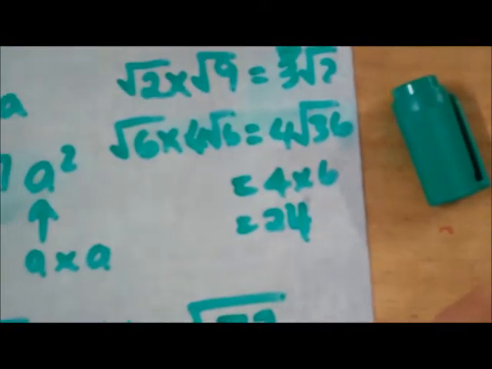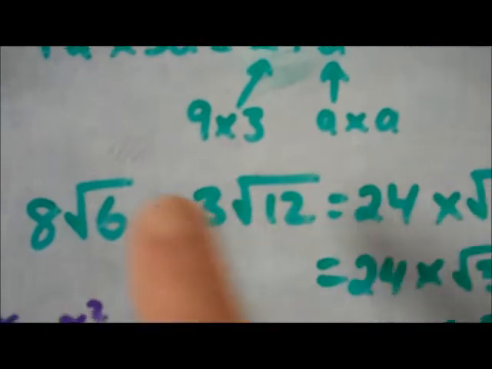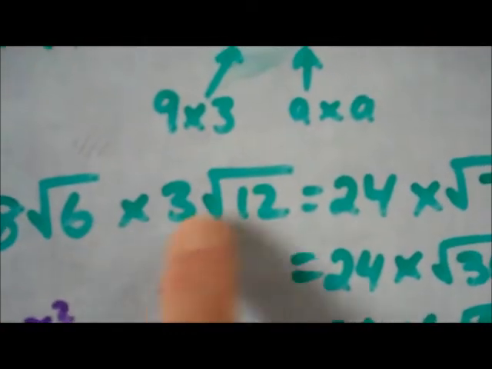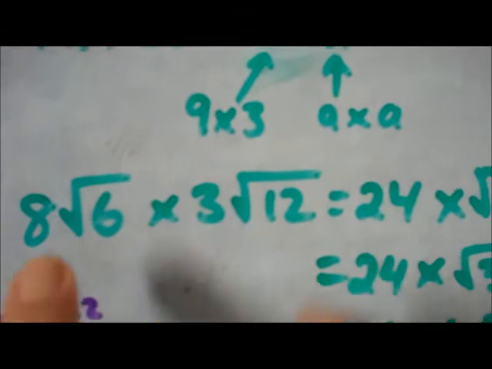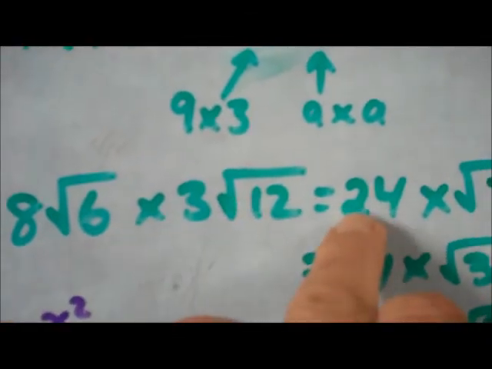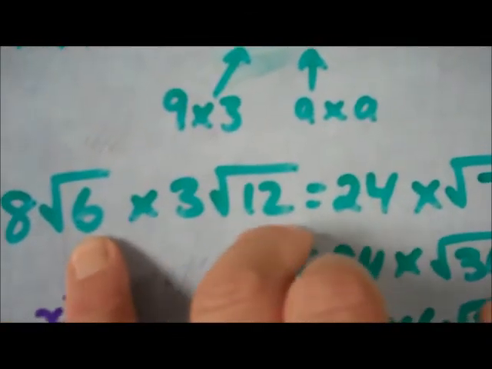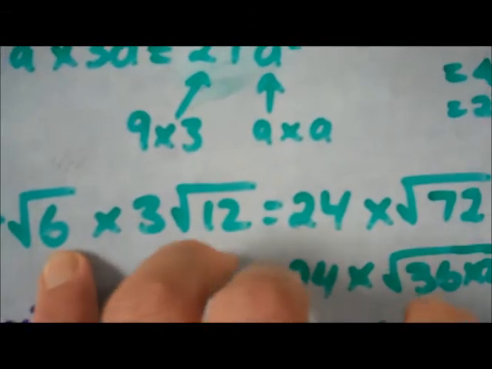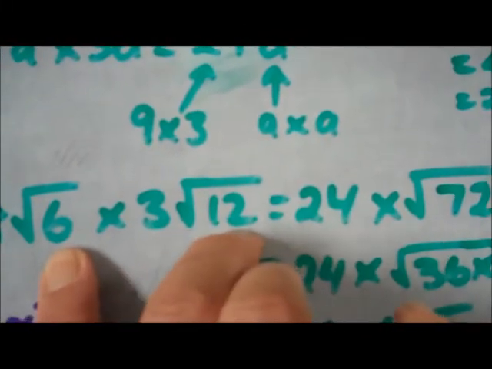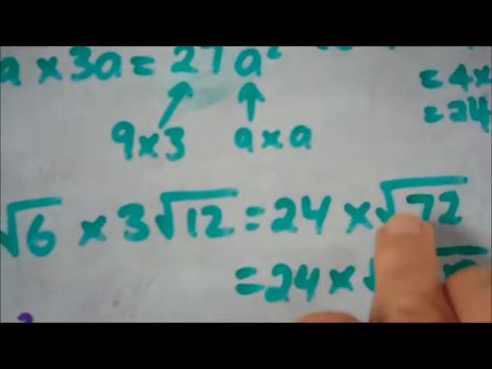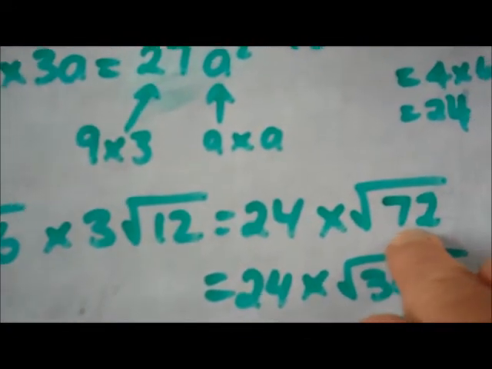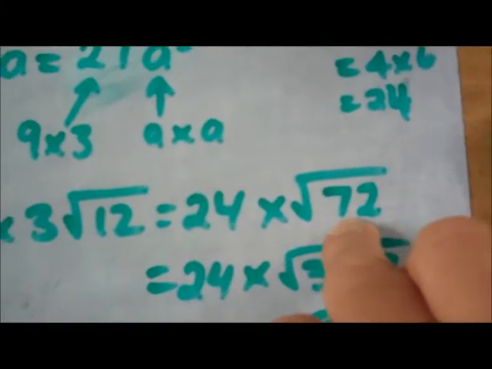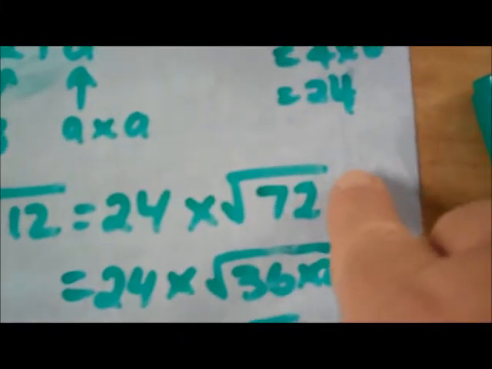Let's have a look at another example. 8 square root of 6 times 3 square root of 12. So 8 times 3 is 24. 6 times 12, which are both under the square root sign: 6 times 10 is 60, 6 times 2 is 12, so it's 60 plus 12 is 72. So I've got the square root of 72.